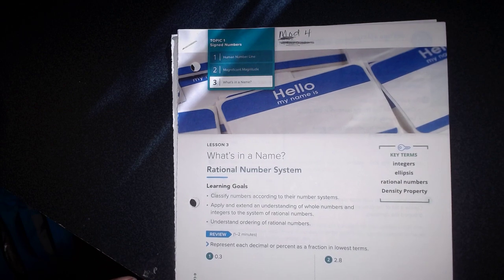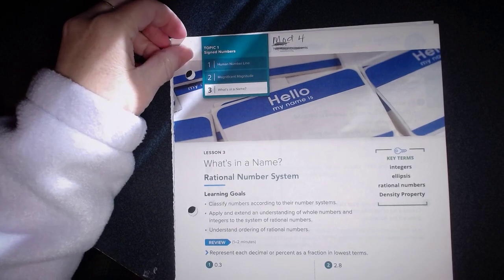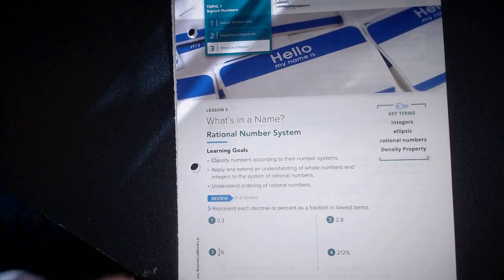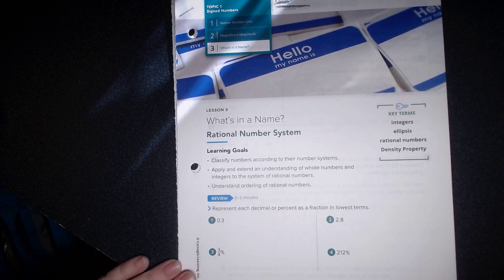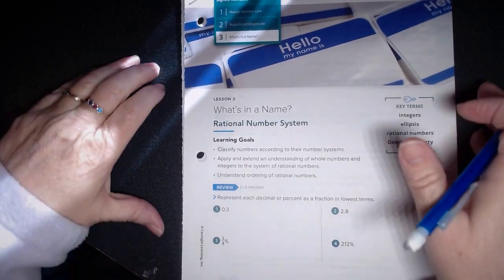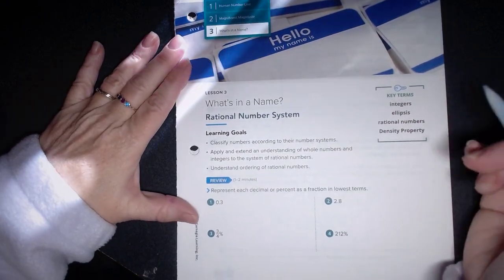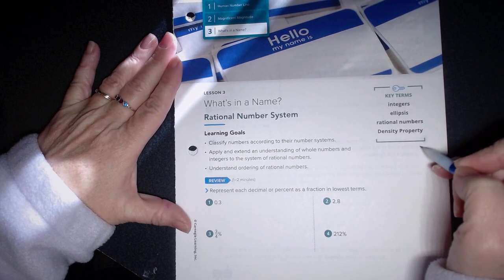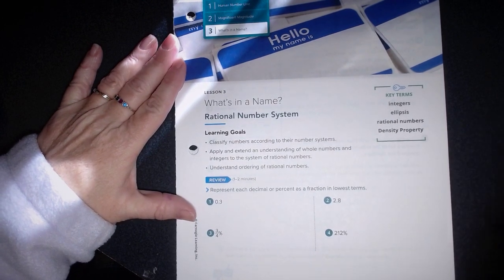Welcome back. We are still in Module 4. We're on Topic 1, Lesson 3, What's in a Name? The Rational Number System. Today we're going to classify numbers into different sets and different categories, and hopefully you'll have a better understanding of some of the terms that you hear, like integers, ellipsis, rational numbers, and the density property.